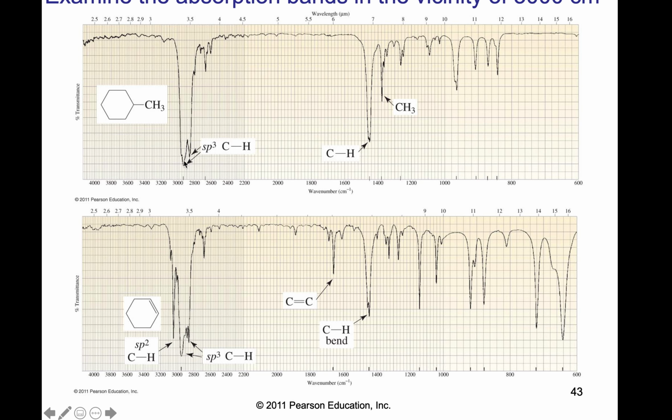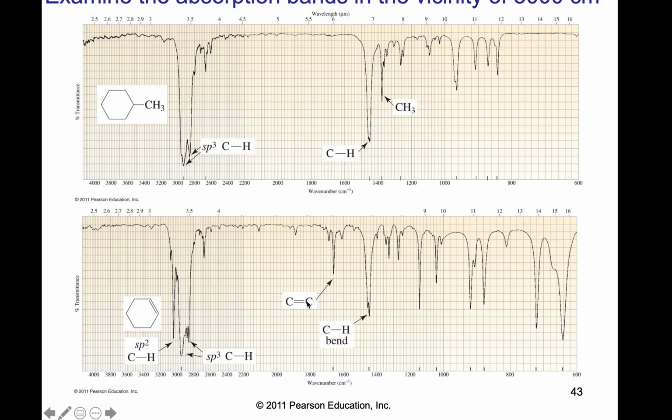You have the sp3 carbon hydrogens to the right of 3,000. You have a CH there. That's the H not shown in this structure. And then you also have a methyl group. You can detect the CH3 methyl group. The bottom one is cyclohexene, and there you have a carbon-carbon sp2, and those H's attached, those CH's, are going to show up to the left of 3,000. That means you have unsaturation if you see an infrared band immediately to the left of 3,000. And there's your saturated portion on the right.